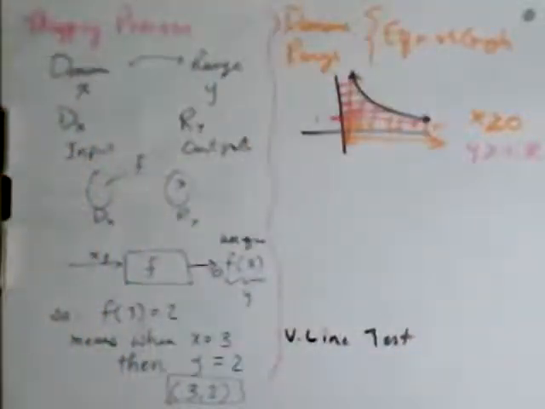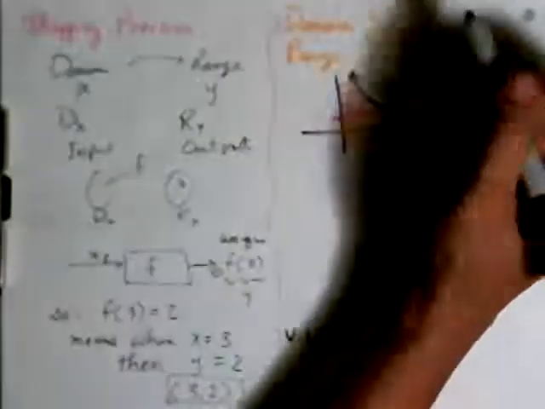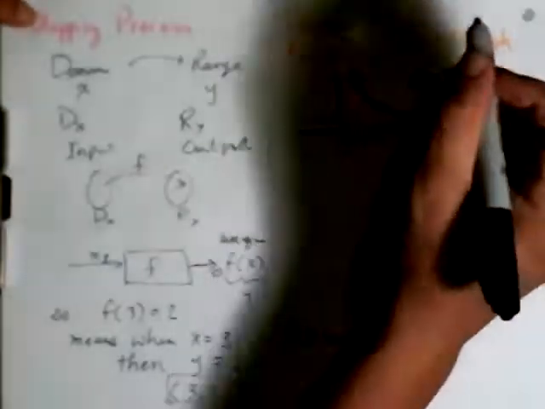Okay. So that's how you do domain and range, and that was on page 120 as well. Example 2 gives you a pretty good problem. This is like example 2 on page 120.